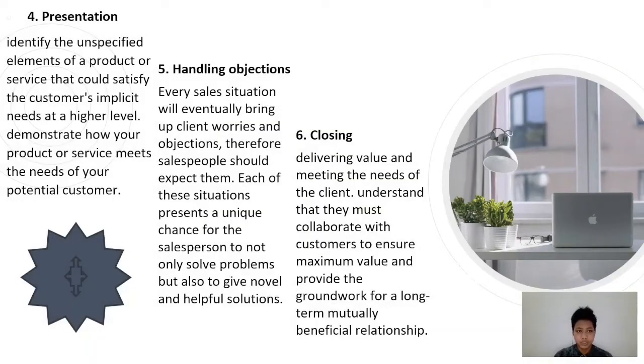Number 4 is presentation. Identify the unspecified elements of a product or service that could satisfy the customer's implicit needs at a higher level. Demonstrate how your product or service meets the needs of your potential customer. Number 5 is handling objections. Every sales situation will eventually bring up client worries and objections, so salespeople should expect them. Each of these situations presents a unique chance for the salesperson to not only solve problems but also to give novel and helpful solutions.